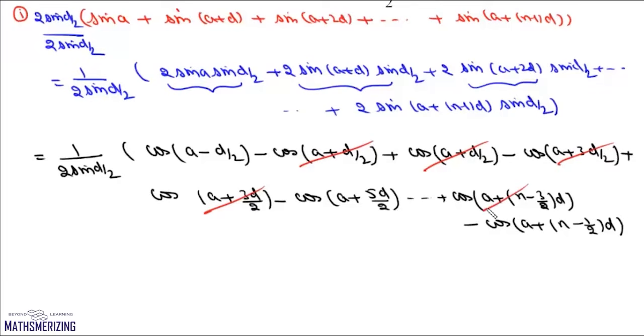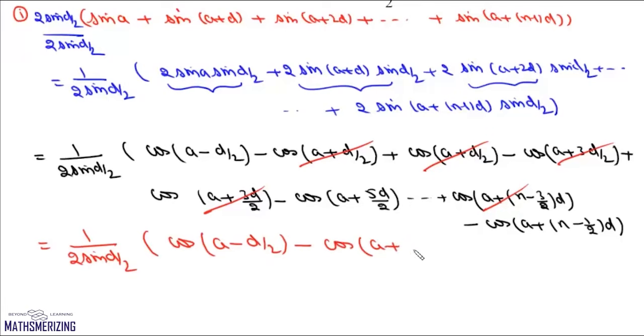And in the end, we'll get this as 1 upon 2 sine d by 2, and it'll be cos A minus d by 2 minus cos A plus n minus 1 by 2 d. Now here we'll use the formula for cos C minus cos D. Cos C minus cos D is 2 sine C plus D by 2 into sine D minus C by 2.